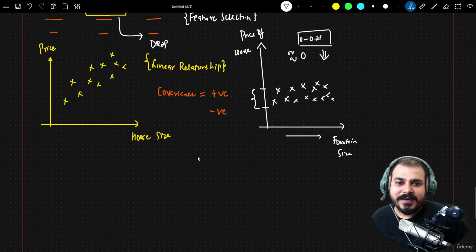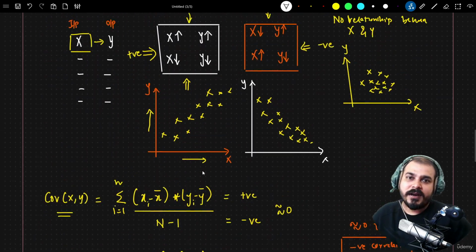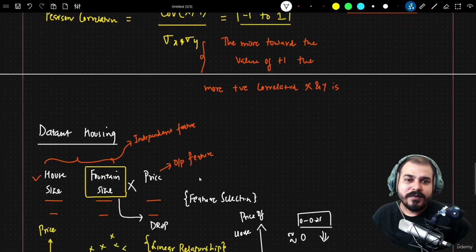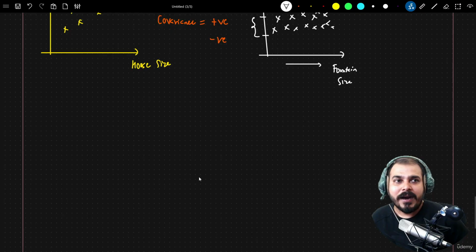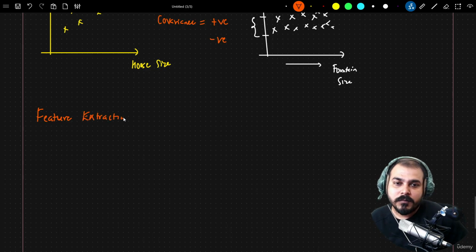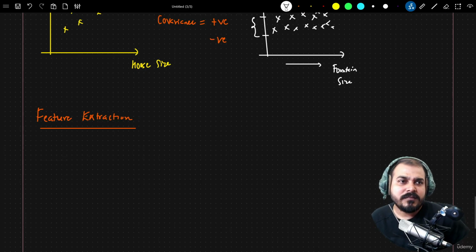Okay. Now let's go ahead and discuss. I hope everybody got an idea about feature selection. Now what we are going to discuss is the next important topic, which is called feature extraction. Now what exactly happens in feature extraction? In feature extraction, let's say I have features like x1, x2, and let's consider the same housing example.